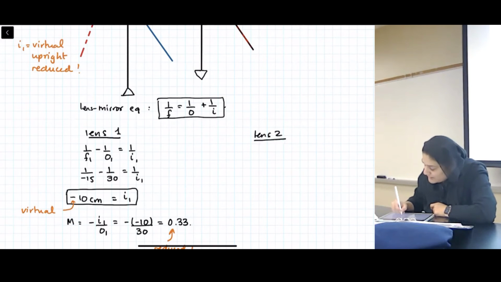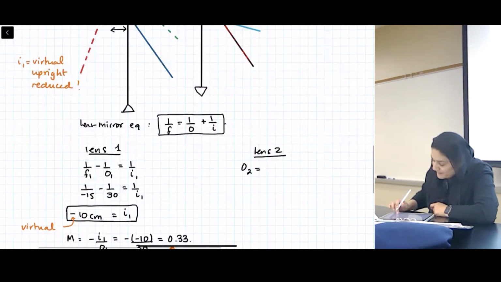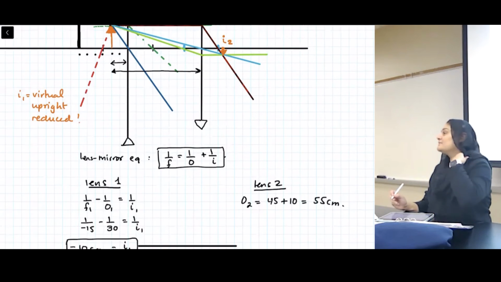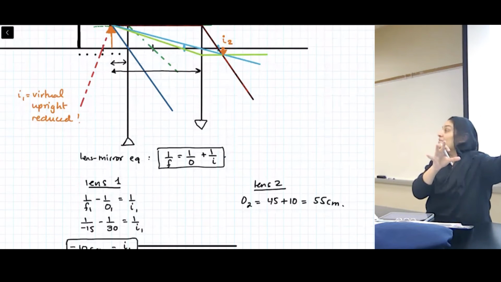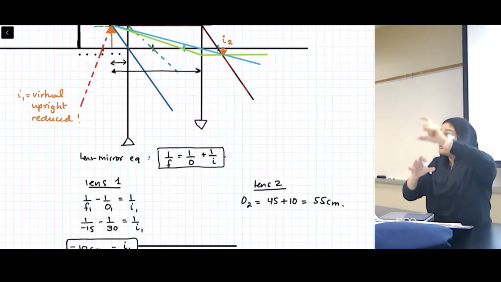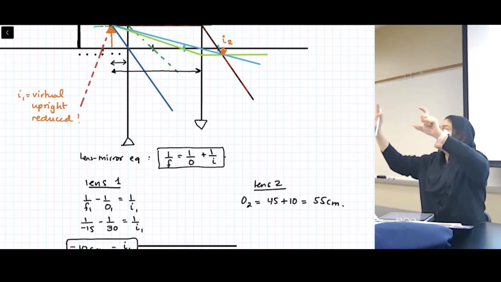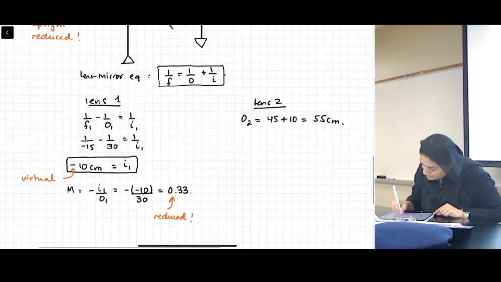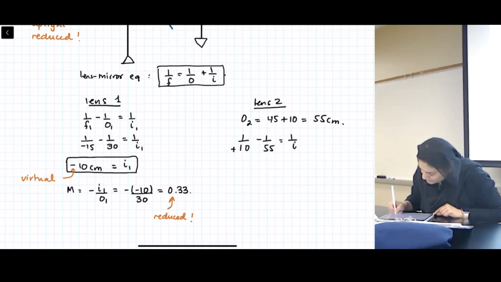So lens two, object two is what? It is this entire space. So that means what is object two? 55 centimeters. So ignore everything else that was there before for I1. Now only concentrate on this object and the second lens. Are we good? Okay, so now we can rewrite this as 1 over plus 10 minus 1 over 55 equals 1 over I2.